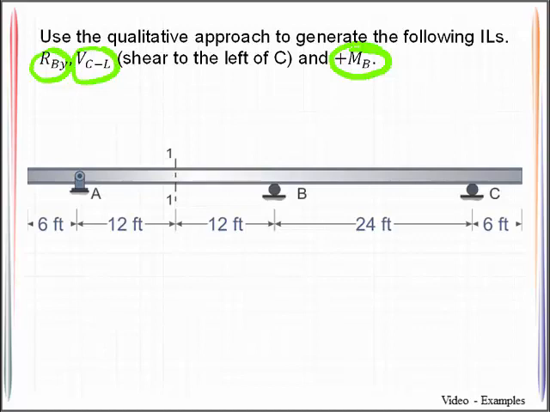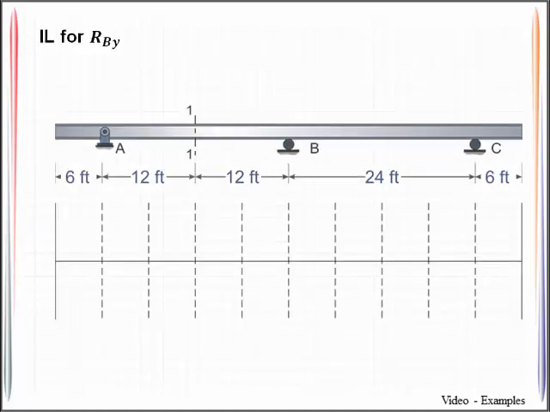This is a very simple approach, and we will start with the reaction at By. This simply requires that at point B, we assume that we take this support and we shift it up by a unit displacement. So we will go ahead and do that here. Shift it up by a unit displacement. We then need to simply sketch qualitatively the deflection for the remaining part of the beam.